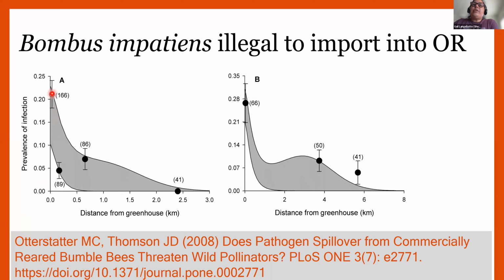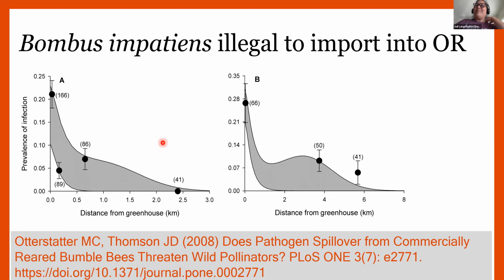And what these researchers found is not only were they more likely to find escaped Bombus impatiens the closer they were to greenhouses, this one in Exeter and this one in another Canadian city, but they were also able to find a higher prevalence of native bees carrying these gut parasites associated with Bombus impatiens. So that creates a problem for us.